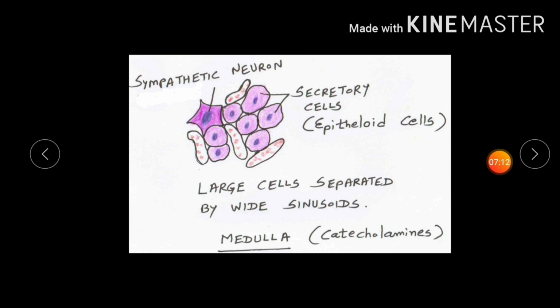Now again, the secretory cells are of two types. One produces adrenaline and the other produces noradrenaline. The cells producing noradrenaline have a denser arrangement of granules within the cytoplasm, while those producing adrenaline have a less dense arrangement of granules within the cytoplasm.